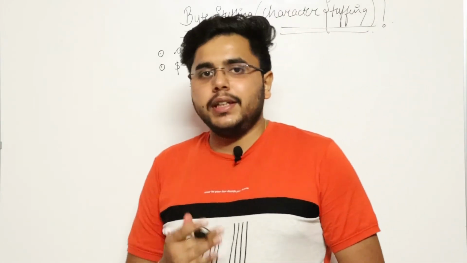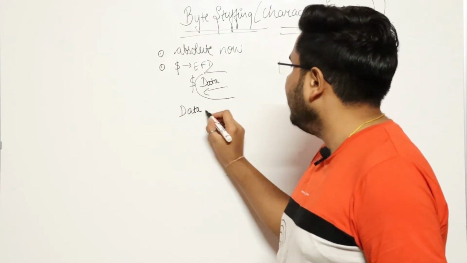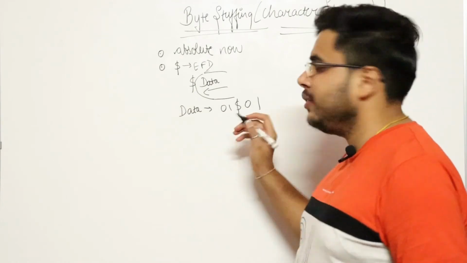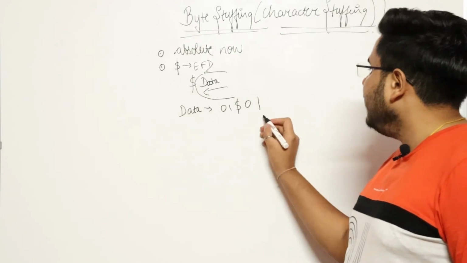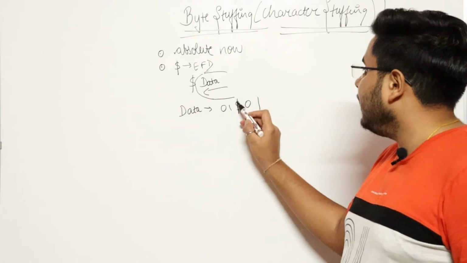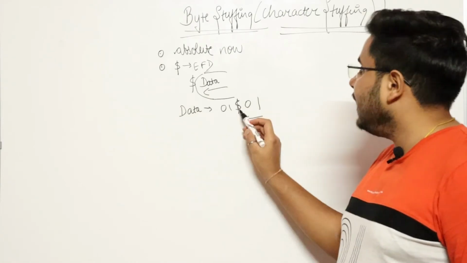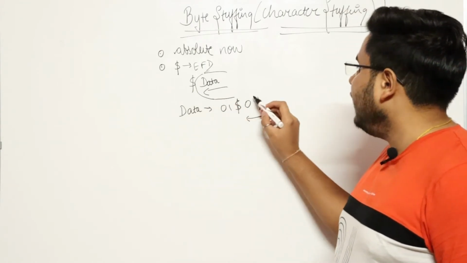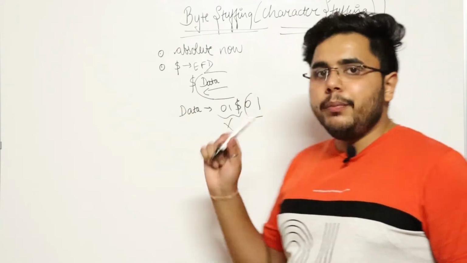But now consider a scenario where our data is like this, 0 1 $ 0 1. When the reader starts reading the data and encounters this dollar sign, it will think that this is our EFD, the end of frame delimiter, and will read the data till this part only, and the further part will be discarded. So this will be a problem.